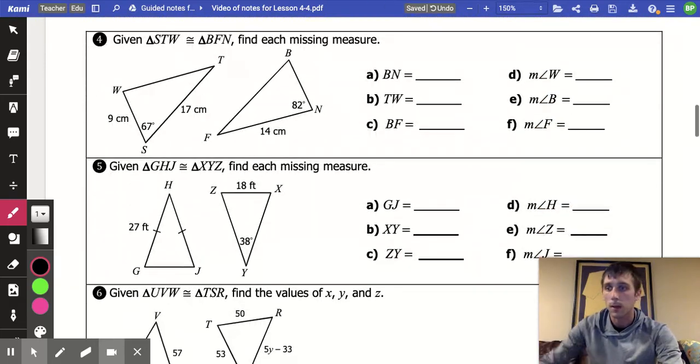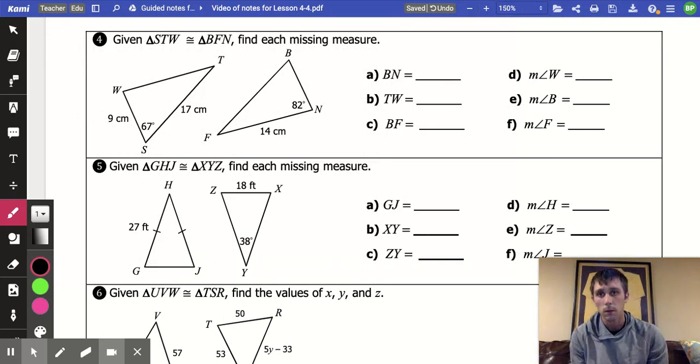Well, that's congruency statements. Now, get into some problems. Given triangle STW and triangle BFN are congruent, find their missing measure. All right, so we're looking for BN. BN is the first one and the third one. So in the other triangle, it's going to be the first and the third, which is SW. SW is right here. What is SW? It is 9. So BN is 9 centimeters.